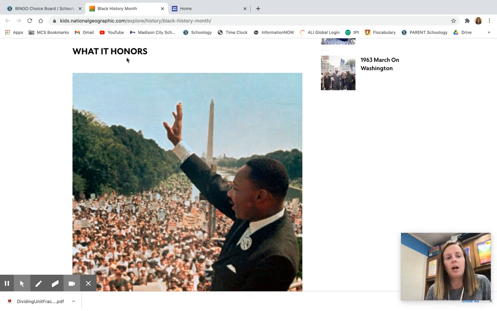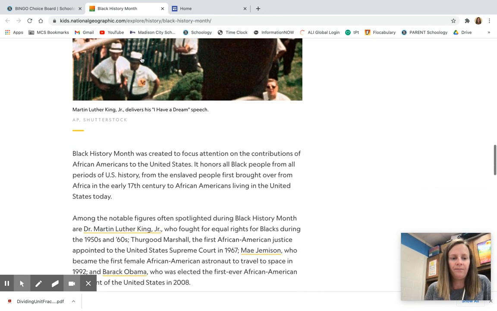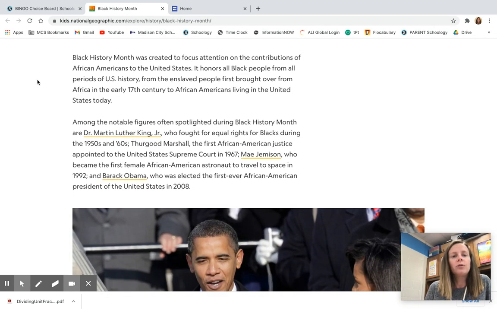Okay, the next section of the article is about what it honors. Black History Month was created to focus attention on the contributions of African Americans to the United States. It honors all Black people from periods of U.S. history, from the enslaved people first brought over from Africa in the early 17th century to African Americans living in the United States today. So let me pause and try to think about what I could write in my own words about what I'm learning in this paragraph.